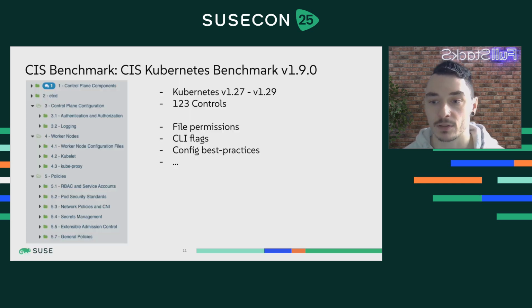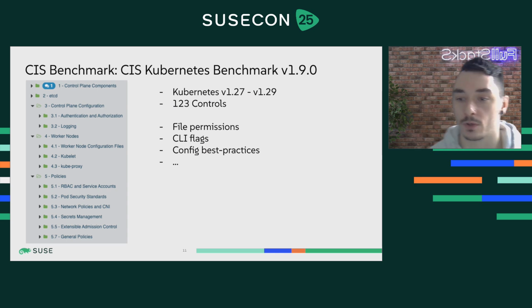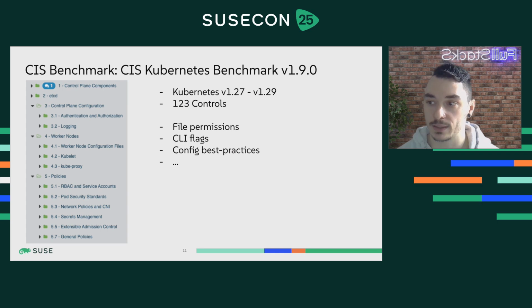All right, let's have a brief look at one of these CIS Kubernetes benchmarks. In that case, it's the most recent one, since that's the one we're also going to have a look at in greater detail, which is 1.9.0, which is valid for Kubernetes versions 1.27 to 1.29. And as of the date of this recording, you might already see that this is kind of outdated because we're now already above Kubernetes 1.30.